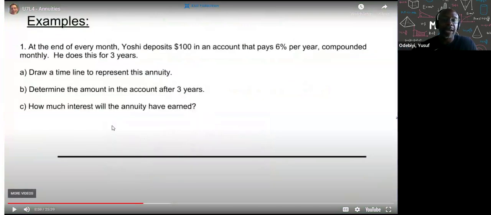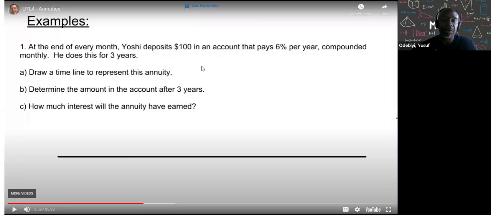Okay, so again, we have the formula now, so now you can just do an example question. So look at this question. At the end of each month, so we're talking about months now, Yoshi deposits $100 into an account that pays 6% per year, compounded monthly. He does this for 3 years. It says draw a line to represent this annuity, or a timeline. We don't have to really draw a timeline. He'll show you on the screen. We'll use the formula to actually calculate the amount. But if you draw a timeline, it can show you.